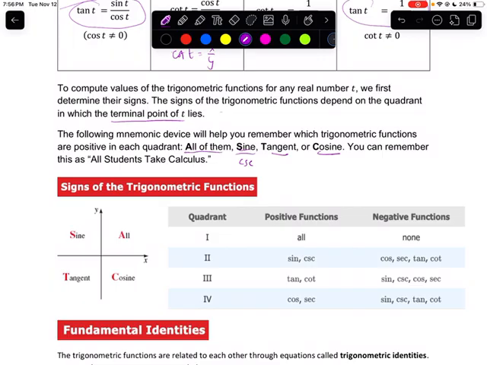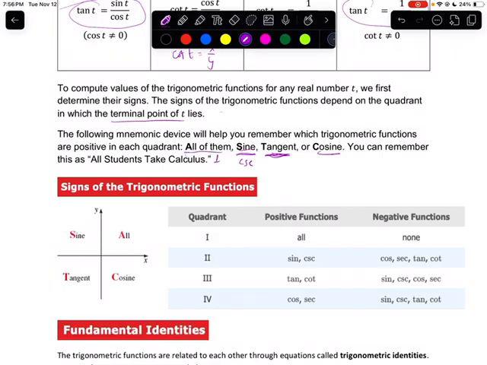So in the second quadrant, sine is positive, cosine and tangent will be negative, and anything related to cosine and tangent will be negative too. For example, secant is 1 over cosine, so if cosine is negative, secant will be negative, and cotangent is related to tangent, so if tangent is negative, cotangent will be negative. Now cosecant is related to sine, and sine is positive, so cosecant will be positive.